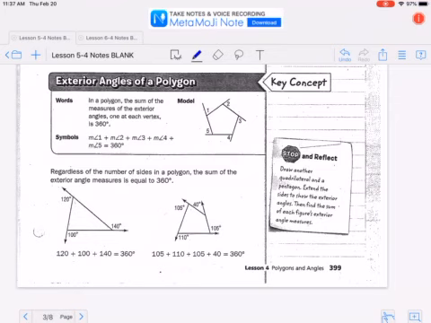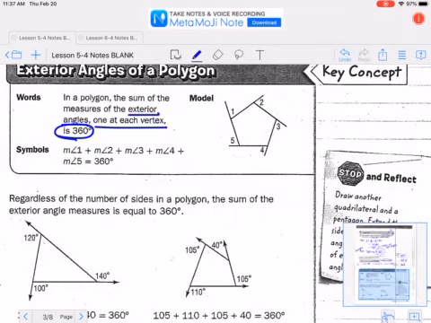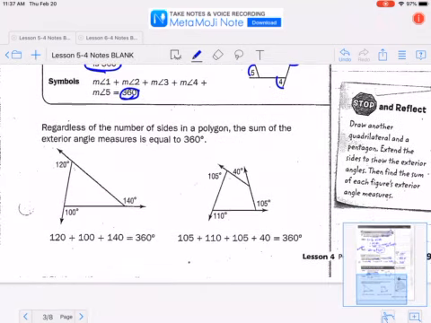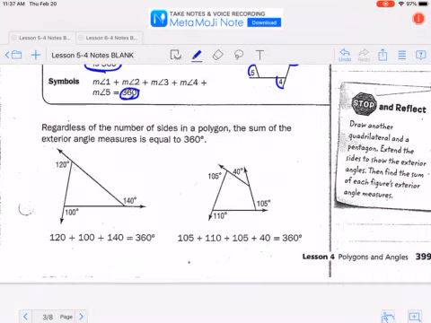Exterior angles of a polygon. So it says in a polygon, the sum of the measures of the exterior angles, one at each vertex, is 360 degrees. So if you look at this pentagon, I have an exterior angle of 1, 2, 3, 4, and 5. When I add all those up, I get 360 degrees.